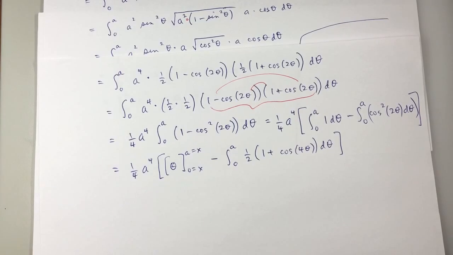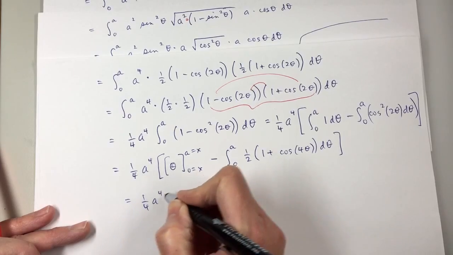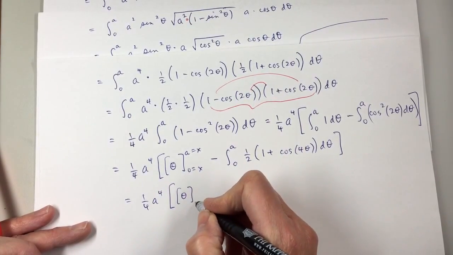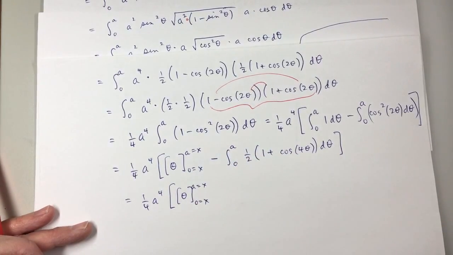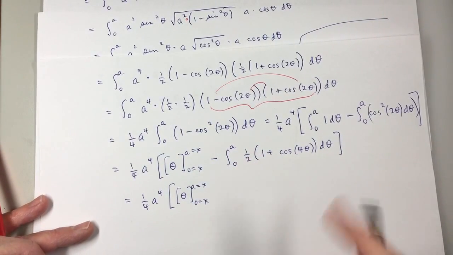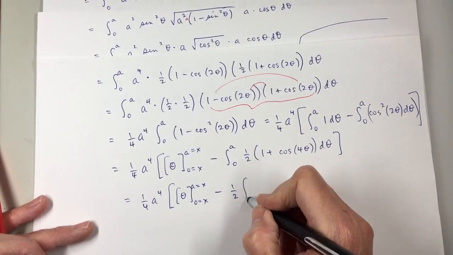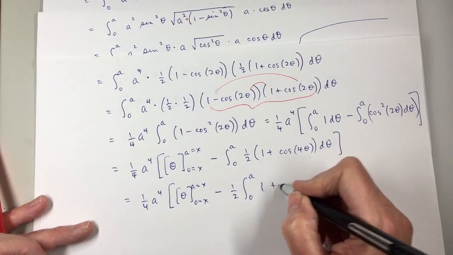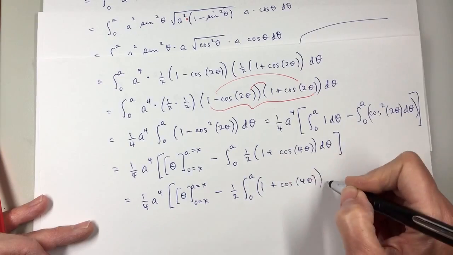And before I go back to x, I'm just going to finish up with everything I have here. 1/4 a to the 4th. Okay, we had theta that we still have to deal with here, and I'm looking at this. I'm going to factor the 1/2 out. So 1/2 integral from 0 to a of 1 plus cosine 4 theta d theta.